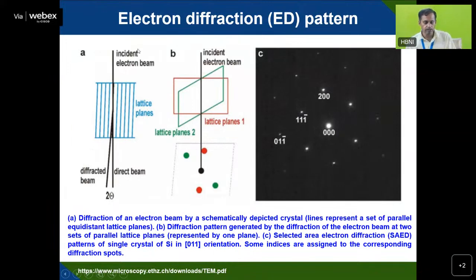You can see here the electron diffraction pattern. The incident beam is coming from the top, and it should transmit as the direct beam if it is not diffracted. But because of diffraction, what is happening is that the beam is transmitted in this direction.